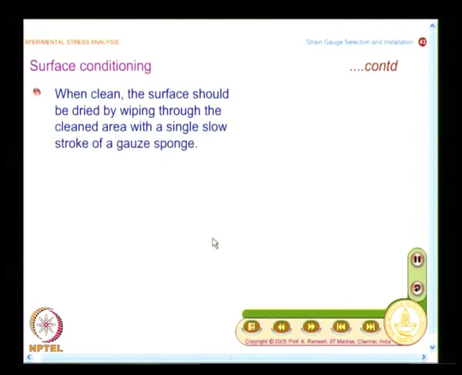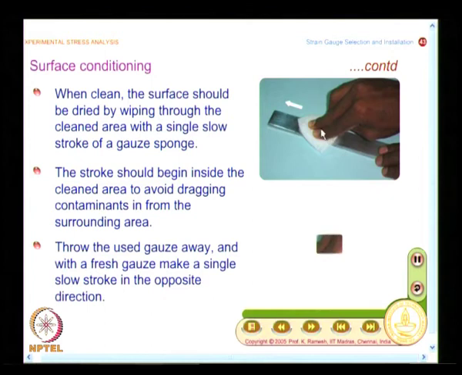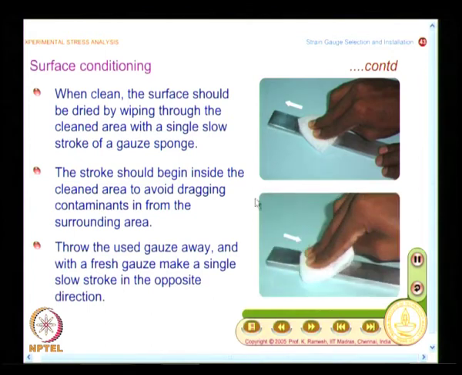There is also a recommendation on how to wipe it. You should not wipe back and forth. The recommendation is to take one gauze sponge and wipe in one direction, then take another gauze sponge and move it in the other direction. So, you need to do this also meticulously.